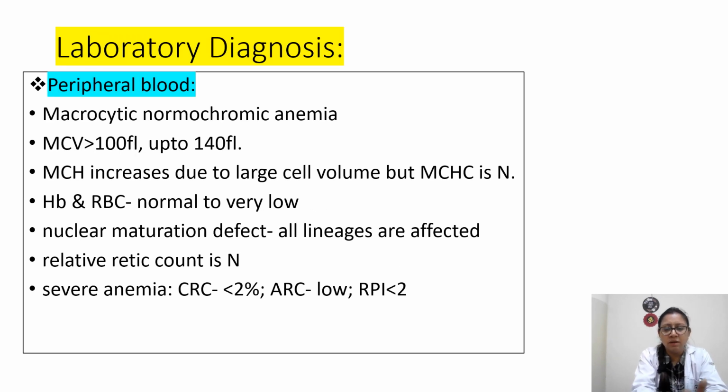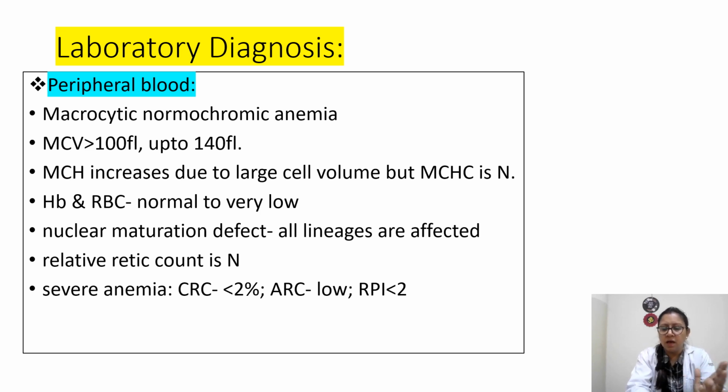Now coming to our lab diagnosis proper. When you approach lab diagnosis, you start with peripheral blood, a complete blood count with peripheral smear examination. When you see the RBC picture, it is macrocytic, normochromic, meaning the hemoglobin content is normal. MCV is more than 100 femtoliters and can reach up to 140 femtoliters. MCH increases due to your large cell volume, but MCHC is normal in megaloblastic anemia.